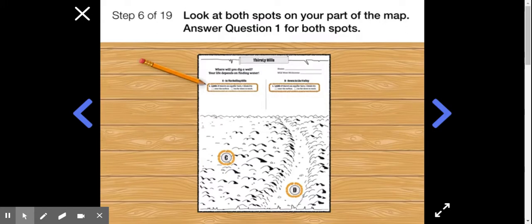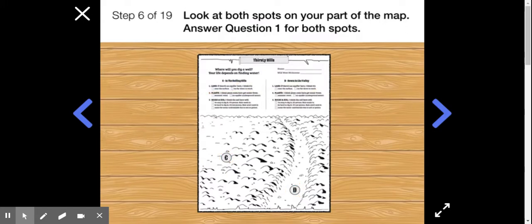You should have done this yesterday for the first two maps. So now today, go and do question 1 for the second two maps. So that should be EF and GH.